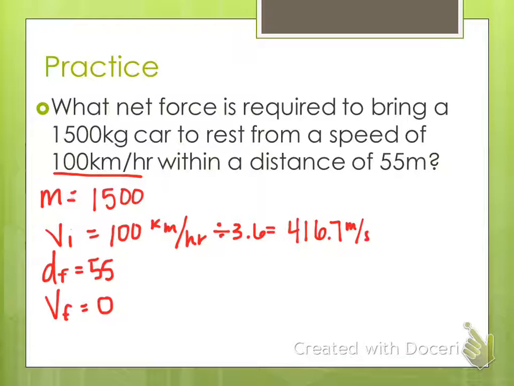So we have about 416, 417. Is that what you got? To go from kilometers per hour to meters per second, we divide by 3.6. That's the shortcut, because we can't have our velocity in kilometers per hour. So now I need to solve for acceleration.